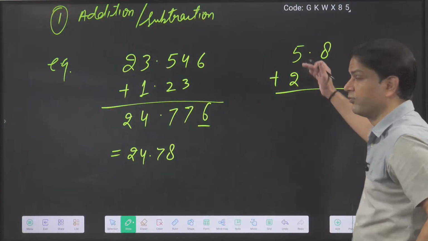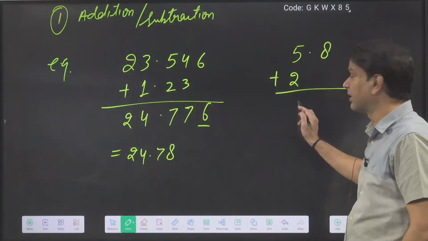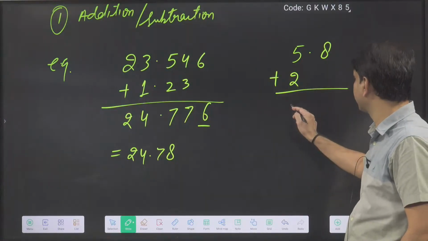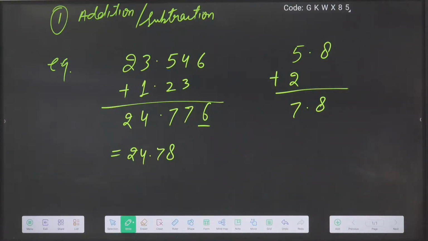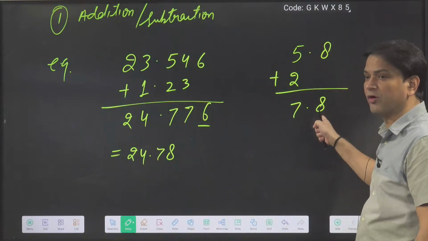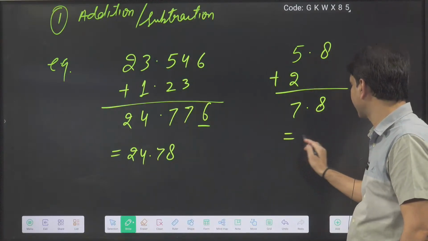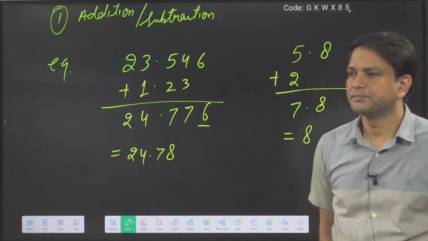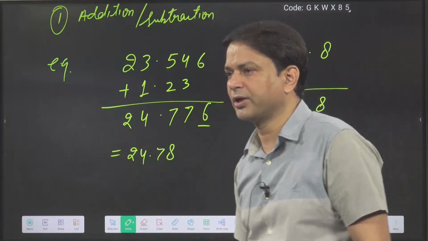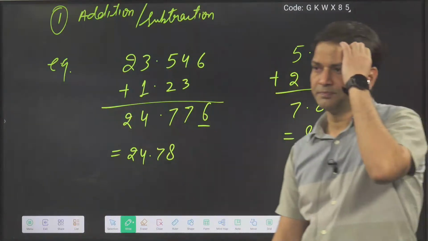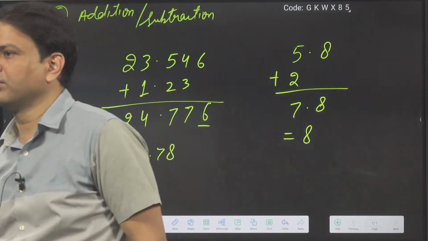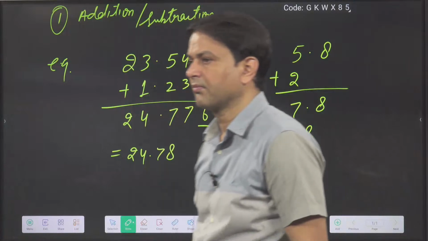So first we will write up to 1 decimal place, then you will use round off, then it is 7.8. But we don't have to write any decimal place according to the rule. Then round off means this you will remove, then you can write 8. Everybody got? Say yes or no. Completed?